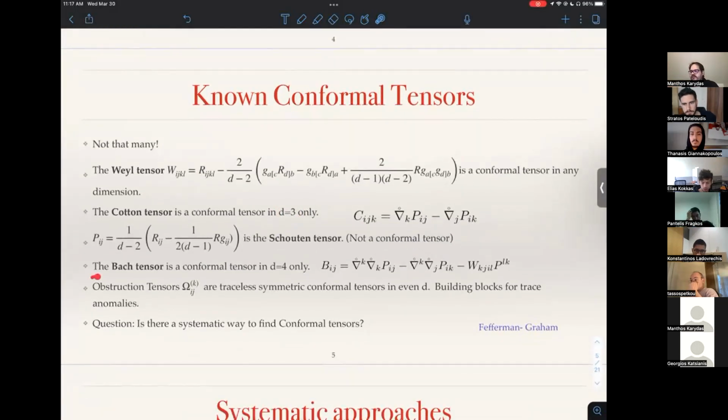Finally, in 4 dimensions, there is another known tensor, which is called the Bach tensor. And as you can see, it's a semi-involved formula. It has two covariant derivatives of this Schouten tensor here. By the way, this Schouten tensor is defined through the usual Ricci tensor. These formulas are not easy to find, but you can check, after you do a Weyl transformation of this form, that all these tensors, at least for d equals 4 the Bach and d equals 3 the Cotton, transform covariantly.